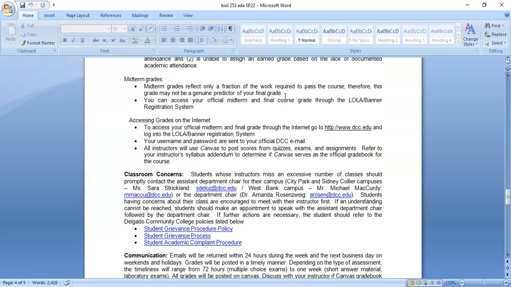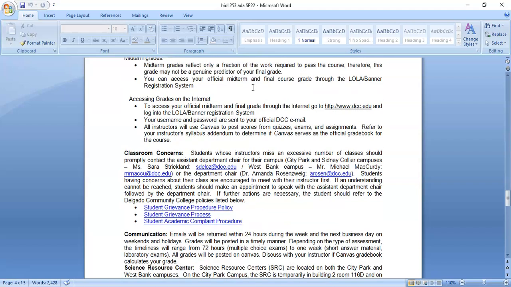All your grades will be posted to Canvas. I will post midterm grades, but you'll know your grades at any point during the semester. The midterm grades that get posted in Lola just show you where you are at that point. I can't email you any grades. So again, everything's posted to Canvas, so you shouldn't need that.